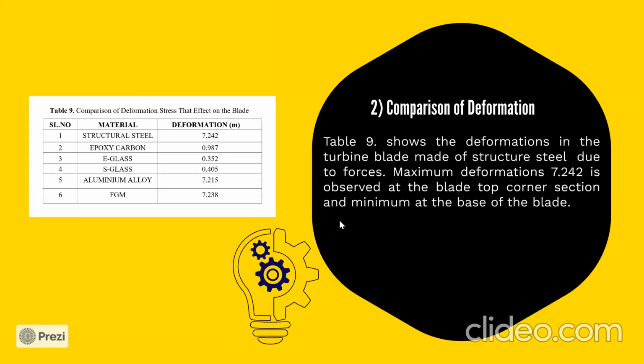Here, compare for deformation. Table 9 shows the deformation in the turbine plates made of structural steel due to forces. Maximum deformation 7.242 is observed at the plate top corner section and minimum at the base of the plates.